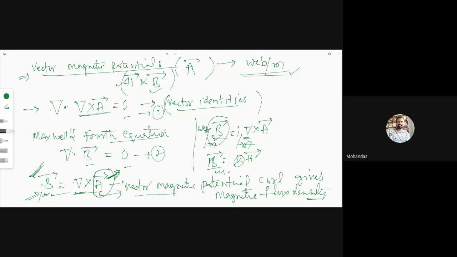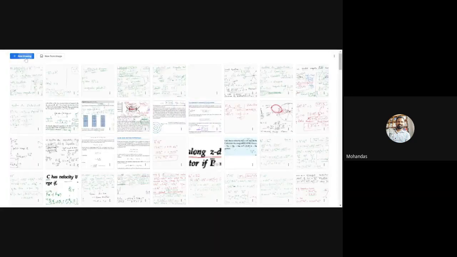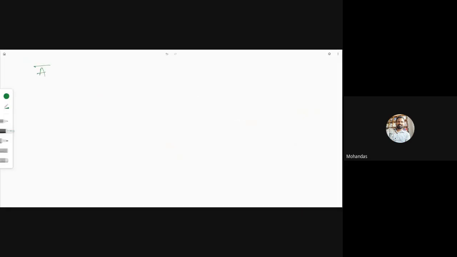Let me finish this one. A is the vector magnetic potential. Wait for 5 minutes. Now, to derive this formula for A in terms of magnetic fields, I am comparing with the electric potential.